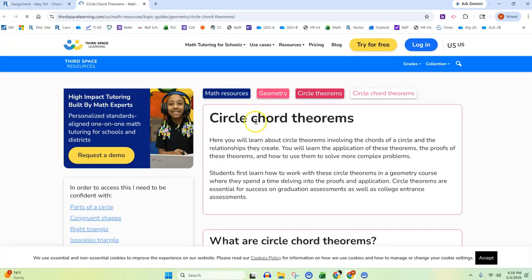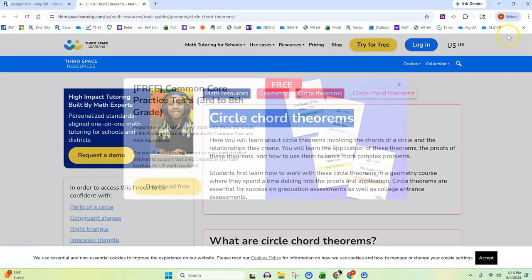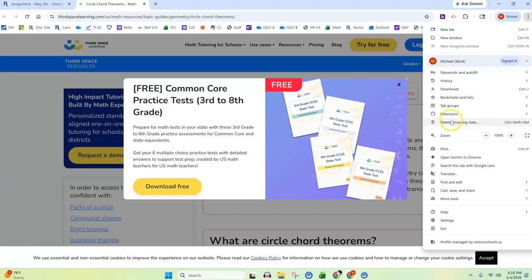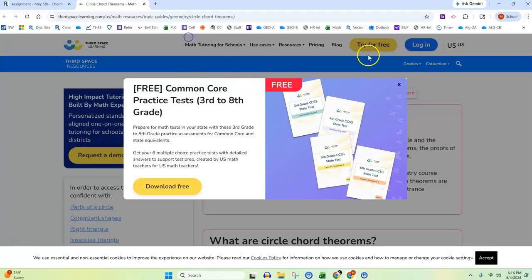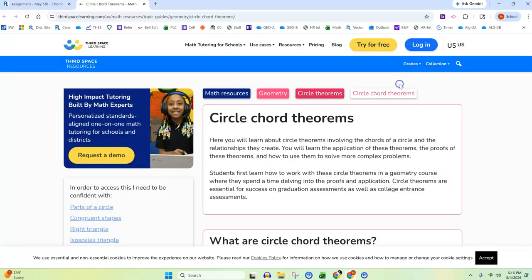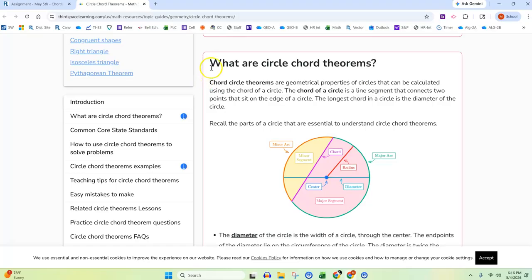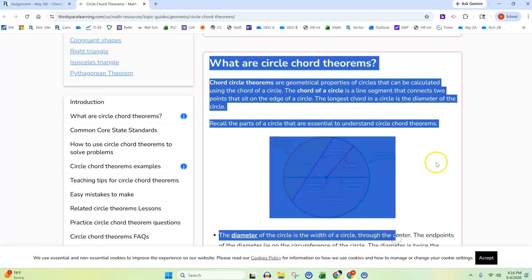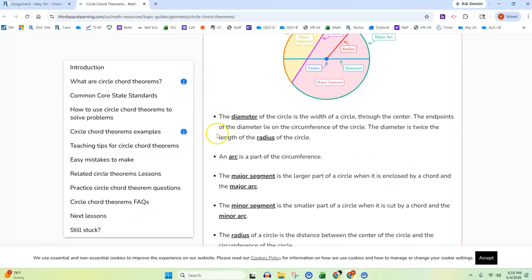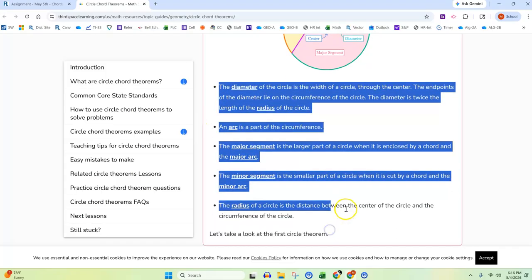Okay, so when we open this up, we get circle chord theorems. You should be able to translate this to your language if you need to, okay? So make sure you translate if you need to. And then let's go ahead and get rid of this, okay? So what are circle chord theorems? First of all, you may want to spend some time on this. You should know some of these by right now, but these are really good vocabulary about circles, okay?